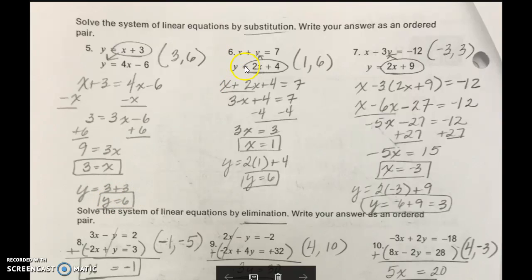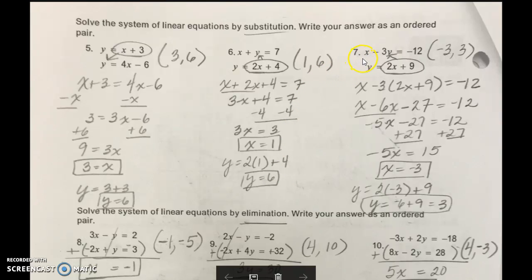For equation number 6, notice y is already isolated in the second equation, so we're going to plug the 2x plus 4 in place of y in the first equation, solve for x, and then use that value to substitute and solve for y, getting a solution of (1, 6).